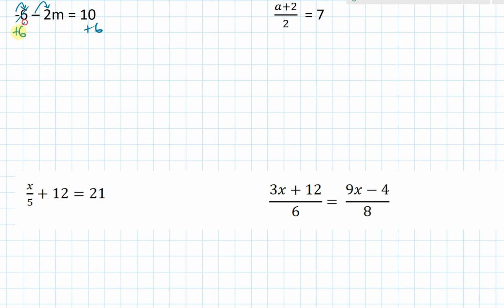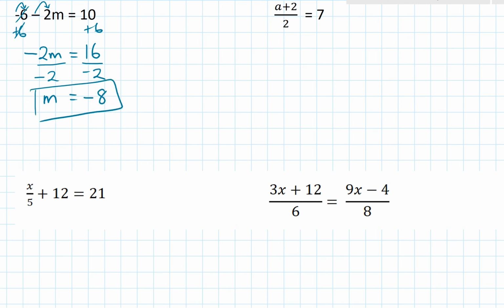So then those two cancel out to give 0 and I'm just left with negative or minus 2m here equals 10 plus 6 is 16. Okay, so that negative 2 is multiplying the m, so I'm going to divide both sides by negative 2. On the left hand side I'm just left with m is equal to 16 divided by negative 2 is negative 8.